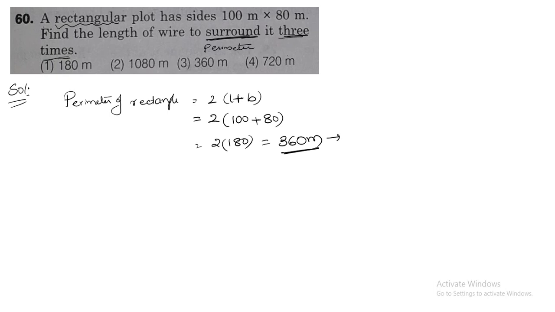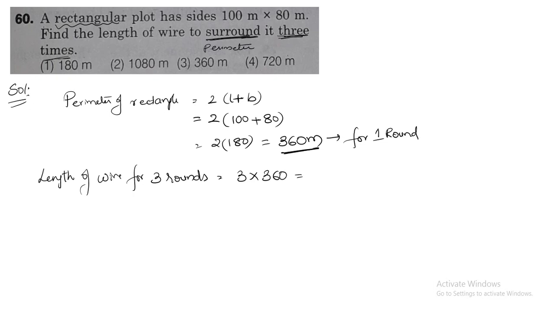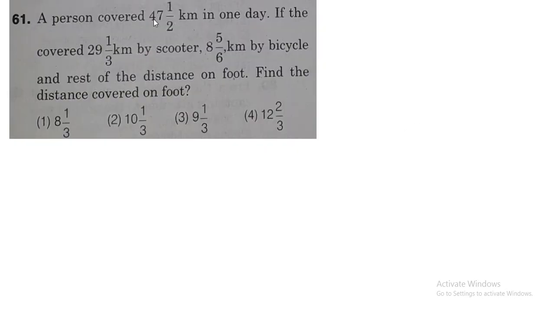So for one round, the length of the wire is 360 meters, but he asked for 3 times, right? So finally, the length of wire for 3 rounds is equal to 3 into 360. 3 into 360 is nothing but 1080 meters. So when you multiply, you get the answer. It is 1080 meters.